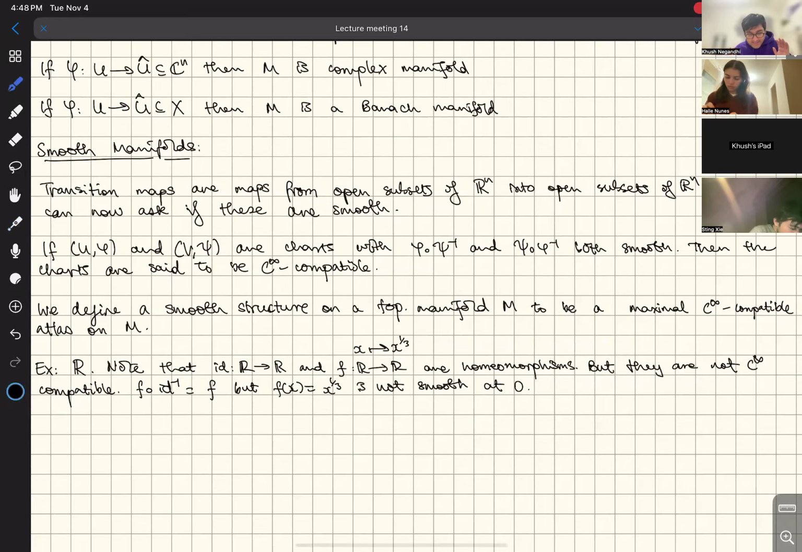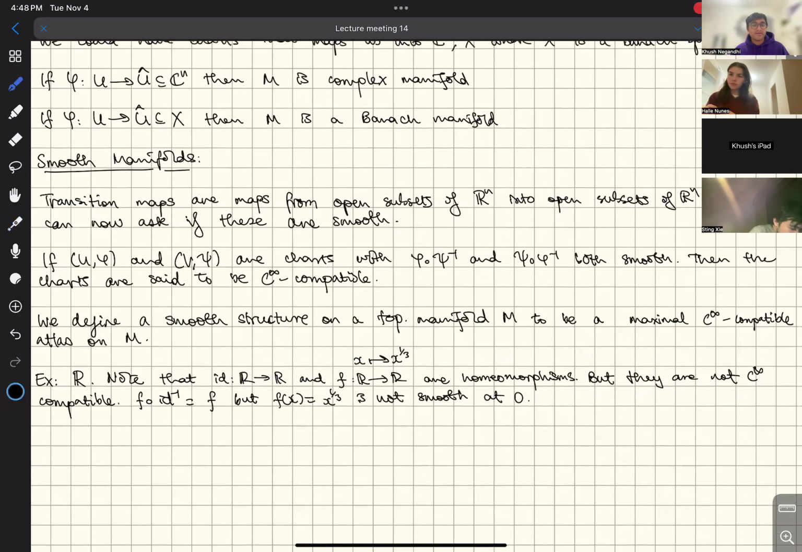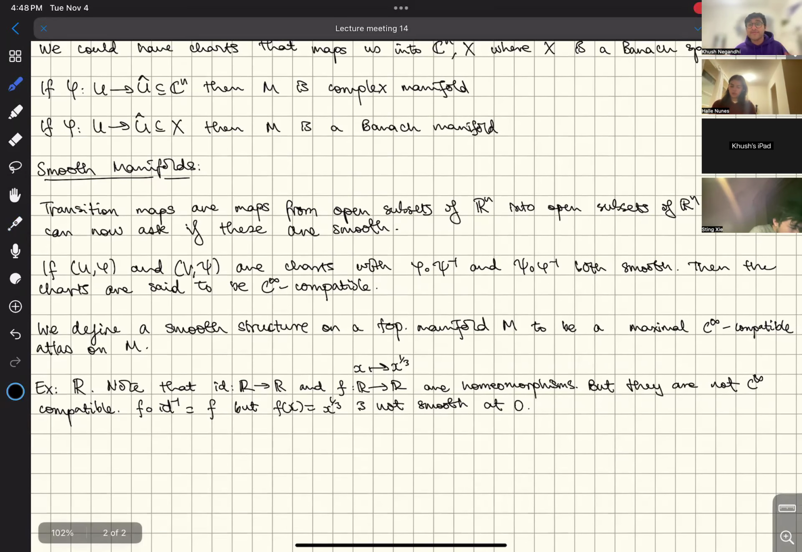Okay. Does this example highlight what the definition of C infinity compatible and the definition of a smooth atlas is? Are we happy with this? Okay. Very good.